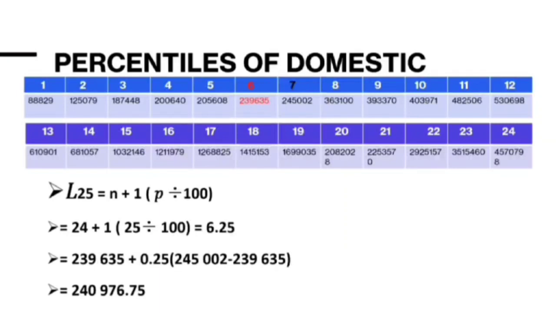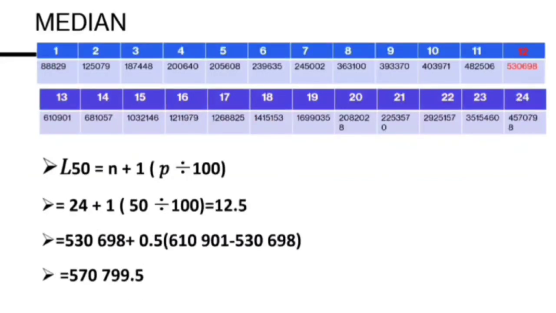I am using the formula for the 25th percentile, which means 24 plus 1 multiplied by 25 divided by 100, and then I get 6.25. This means the 25th percentile is located 25% of the distance between the 6th and 7th observation. When I calculate, I get 240,976.8.